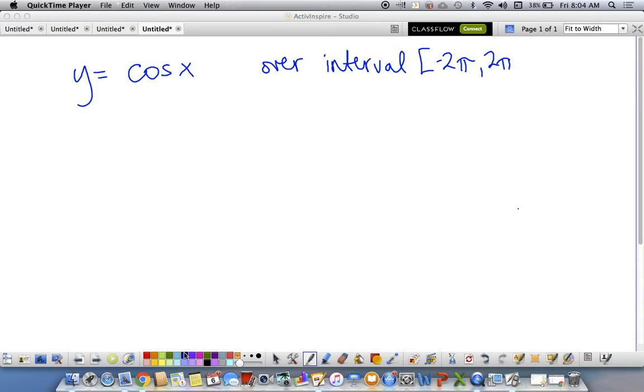Yes, that's what I meant. Y equals cosine x. Can you graph y equals cosine x over 2 periods over the interval negative 2 pi to 2 pi? Can you do that?